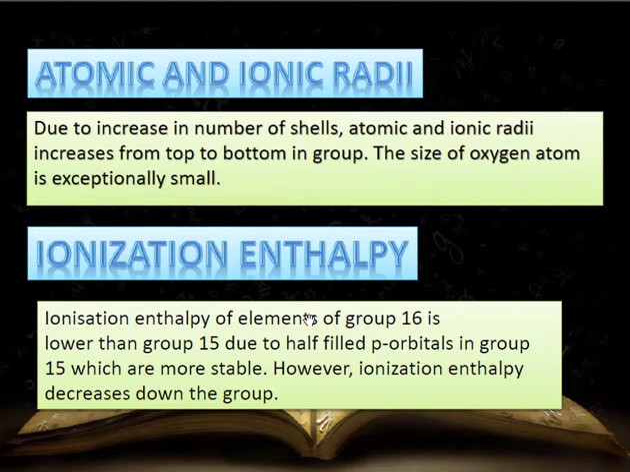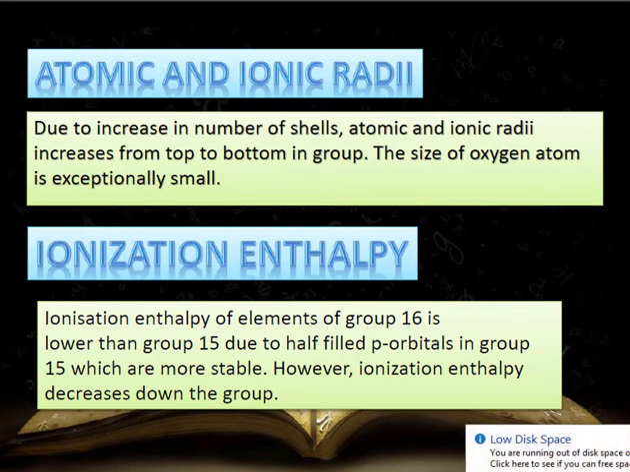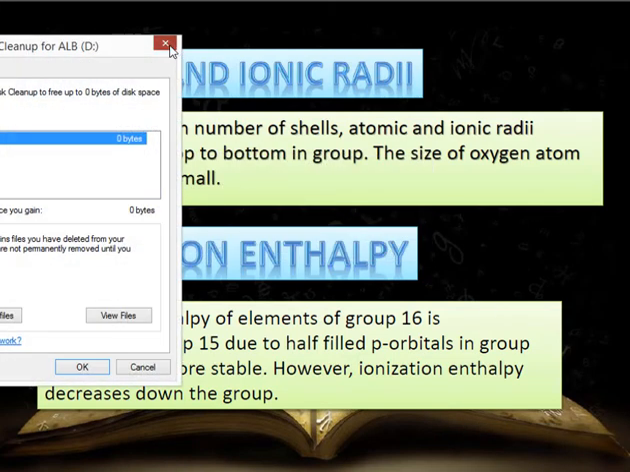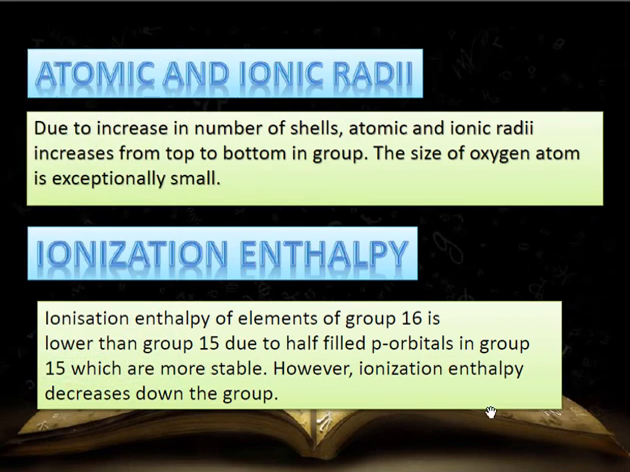Now we are going to talk about atomic and ionic radii. It says that due to the increase in the number of shells, atomic and ionic radii increase from top to bottom in a group, and the size of the oxygen atom is exceptionally small. What does it mean? Let's understand it.